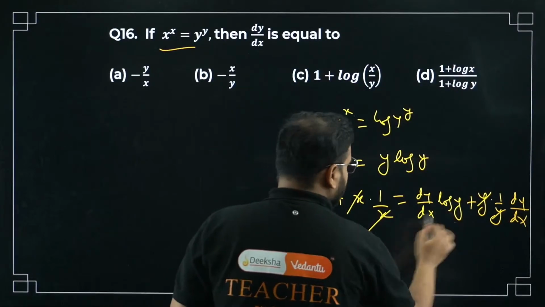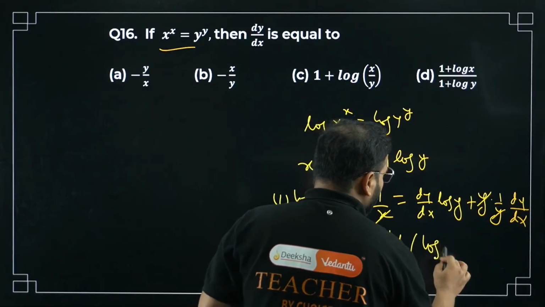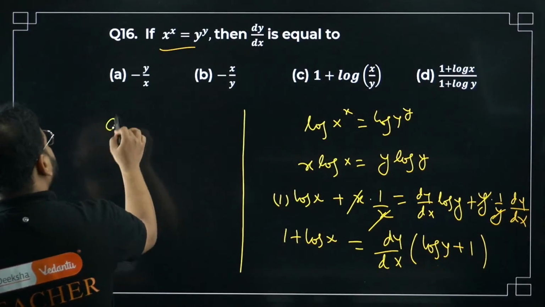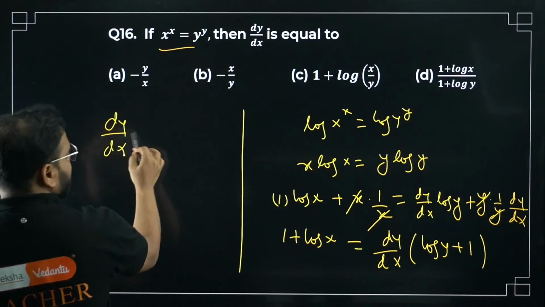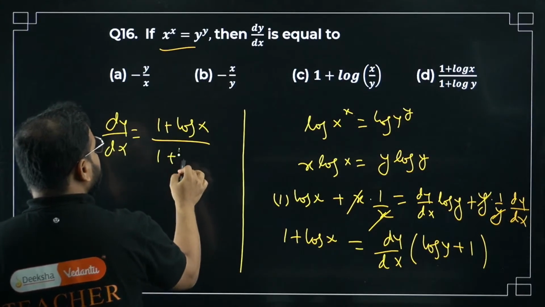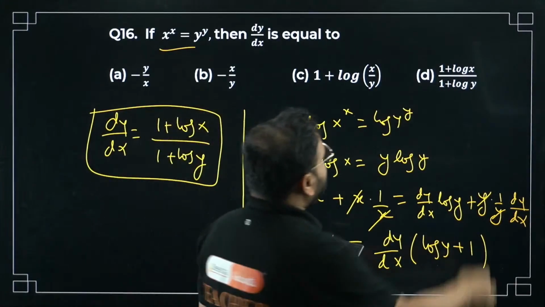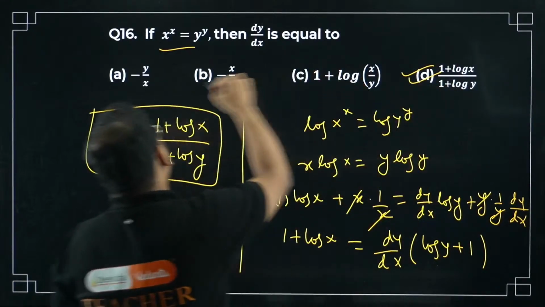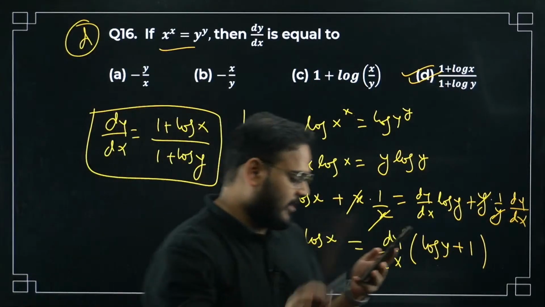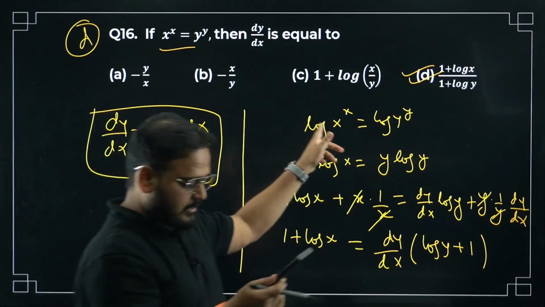RHS bacha, I can take dy by dx common. Let's just do that. We have log y plus 1. So my answer would be very simple. dy by dx equals 1 plus log x divided by 1 plus log y. Answer is option number D. 16th. Yes, Nanda. Yes, Chandan. Sorry. Correct, bacha. The best option was D, not C. Please check your answer.